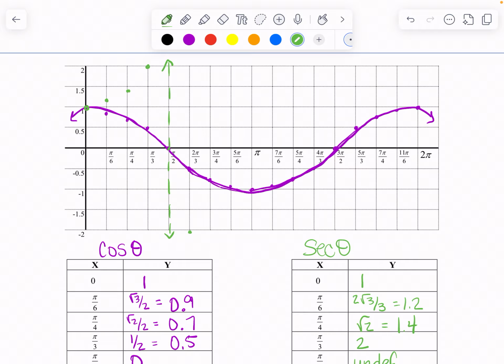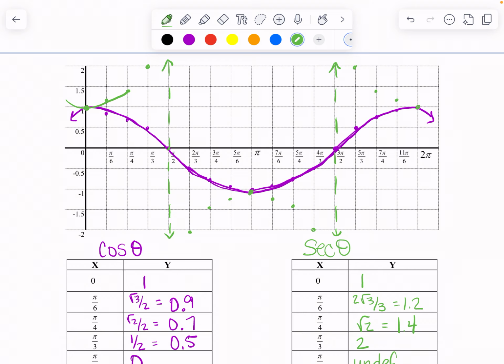Negative 2, negative 1.4, negative 1.2, negative 1. Negative 1.2, negative 1.4, negative 2. Again, I'm crossing the x-axis in my purple graph, so I get an asymptote. 5 pi over 3, positive 2, positive 1.4, 1.2, positive 1.